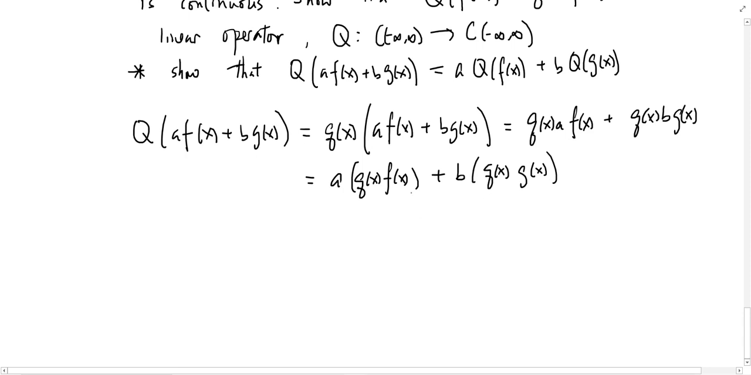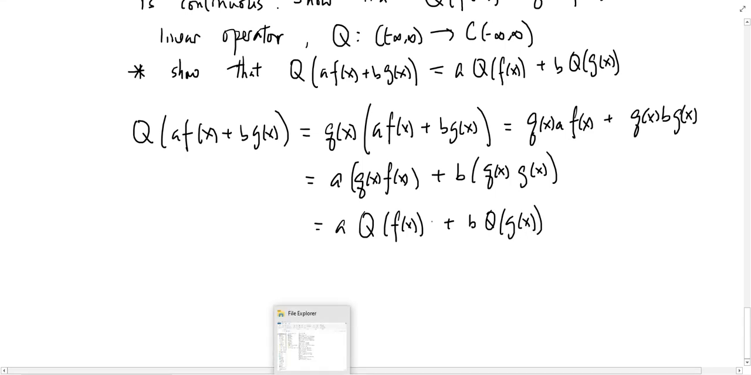And now you should be able to see that q of x, f of x is nothing more than a times q of f of x. And then q of x times g of x is nothing more than b times q of g of x. So therefore we achieve what we wanted to prove.